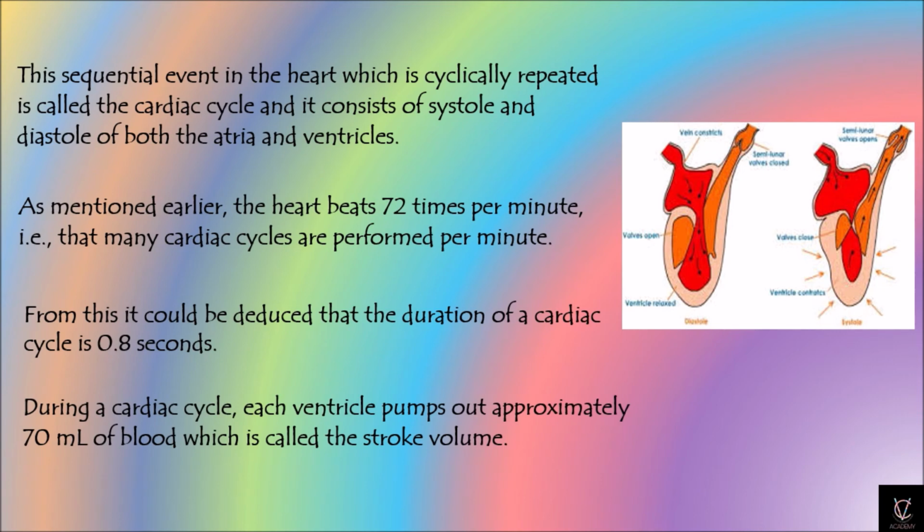During a cardiac cycle, each ventricle pumps out approximately 70 ml of blood, which is called the stroke volume. So sometimes we may be asked what is meant by stroke volume. During the cardiac cycle, each ventricle pumps out approximately 70 ml of blood. This is considered the stroke volume.